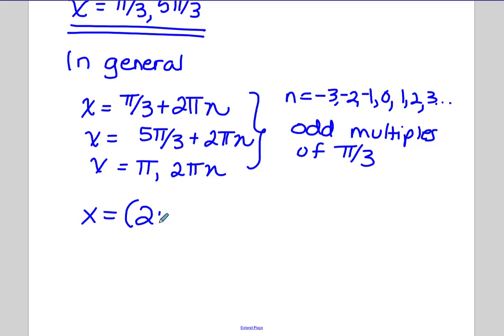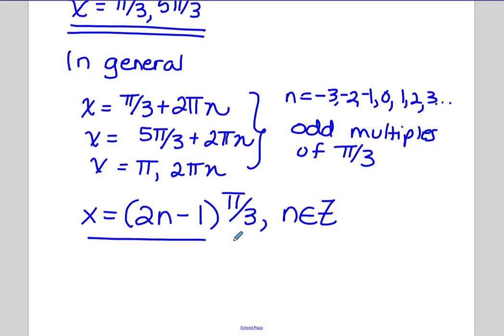Okay, so those odd multiples of pi over 3 can be written using the pattern 2n minus 1, where n belongs to the integers, times pi over 3, and that would develop every single time that our graph has an x-intercept. So this is called a general solution.